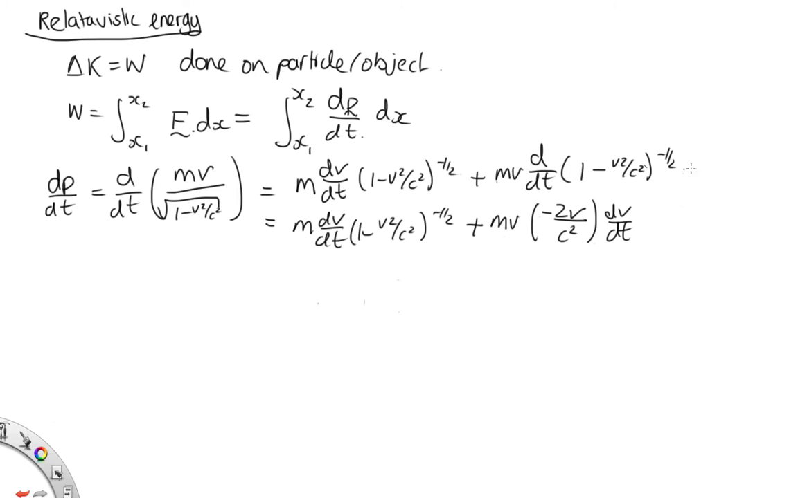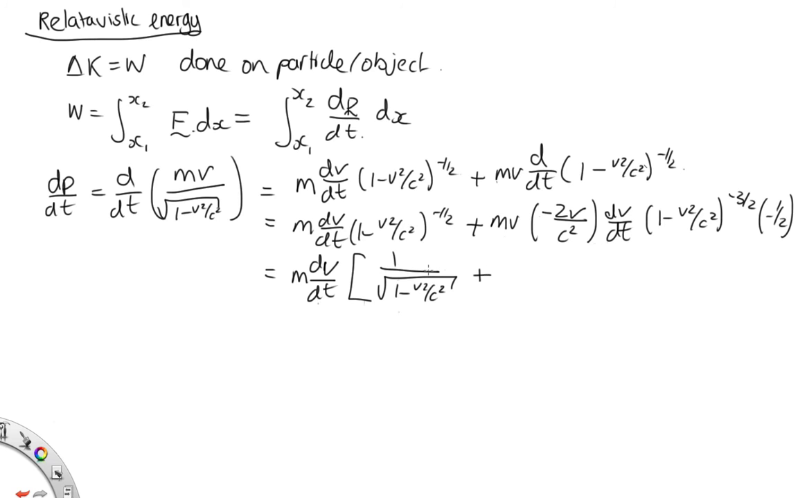And then we take the derivative of this whole lot, which is (1 minus v squared on c squared) to the minus 3/2 times this, the minus 1/2. Okay, so now what we're going to do is pull the common factor out, which is m dv/dt, and then we end up with 1 over the square root of 1 minus v squared on c squared, plus m dv/dt out the front. This minus and minus will cancel out, this half and this 2 will cancel out, and we end up with v squared over c squared times 1 over (1 minus v squared on c squared) to the 3/2.